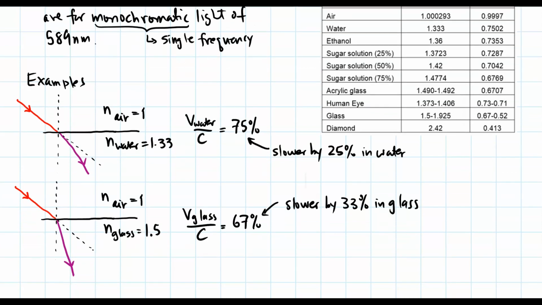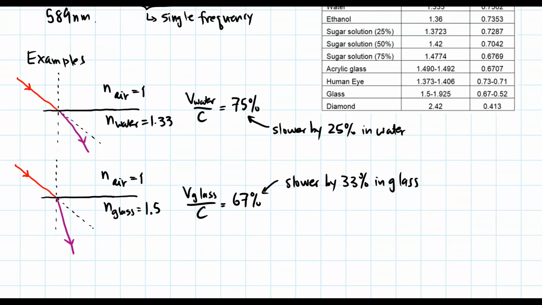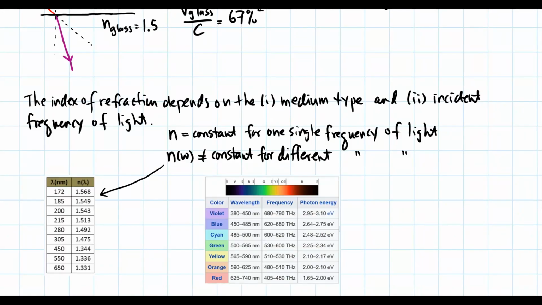On the other hand, if we look at glass, you can see that the index of refraction is going to slow down light by 33%. And that slowing of the wave allows it to bend more towards the normal. However, the index of refraction is more complicated than just the medium. It turns out that the index of refraction depends not only on the medium, but also on the incident frequency of the light. In summary, the index of refraction depends on 1, medium type, and 2, the incident frequency of light.